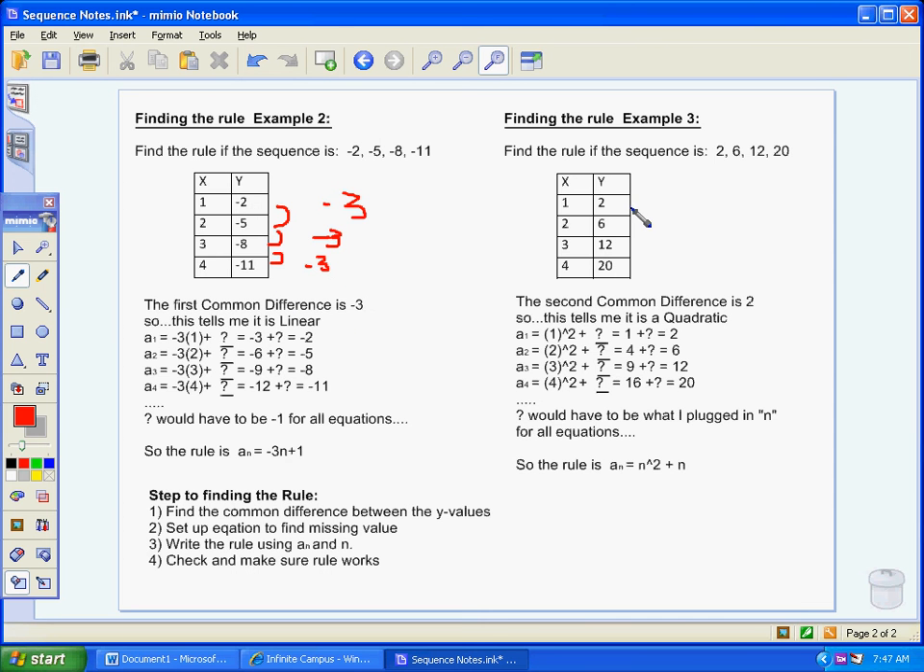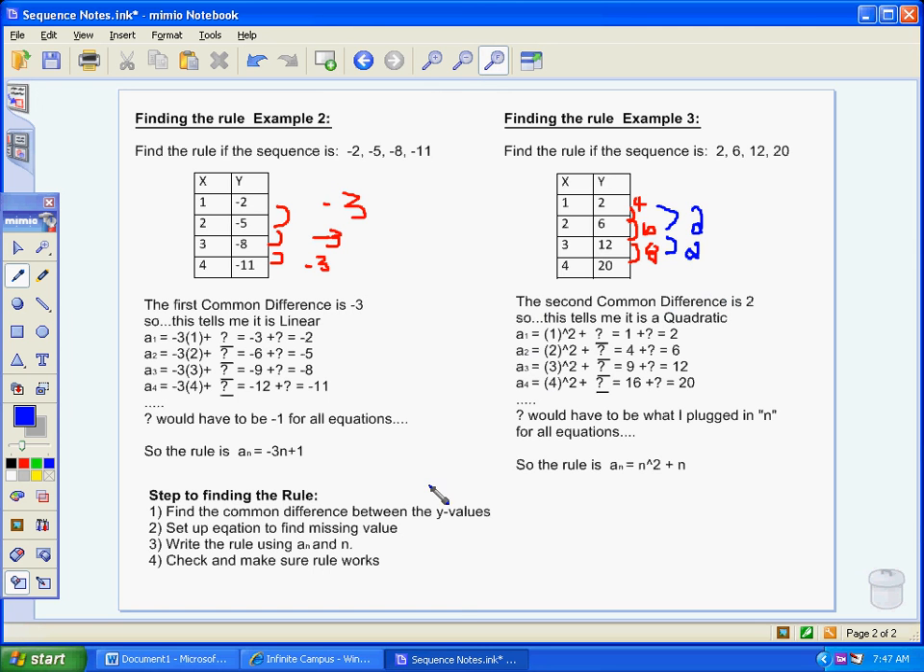Okay? But here, if I go out with these two, I get 4 as my difference. The difference between 6 and 12 is 6. The difference between 12 and 20 is 8. So again, I don't have a common difference on the first go around, but I could go out and find the common difference again. The difference between 4 and 6 is 2. And the difference between 6 and 8 is 2. So my common difference on this one is at the second level, so it's considered a quadratic because quadratics have x squared.